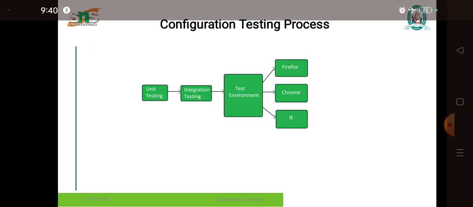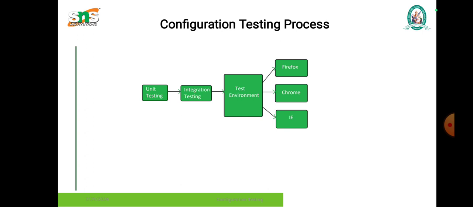And next is the configuration testing process. In this process, configuration testing comes under the unit test and integration test. Unit test means it tests a single or individual unit of the requirements, and integration testing means it combines and tests two or more modules or individual components.